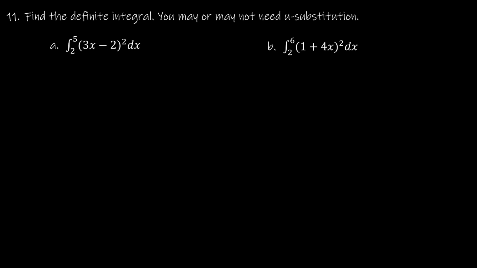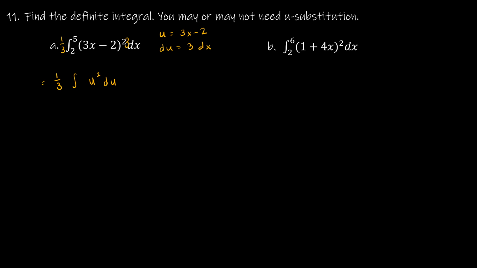Question 11 asks us to find the definite integral. So again, just as we did before, we're likely going to need u substitution. So 3x minus 2 is u, which makes this u squared in the integral. du would be 3 dx. In order for me to have 3 dx, I would need a 3, so I have to take a 1/3 to the outside. So that gives me 1/3, and then the integral of u squared du.